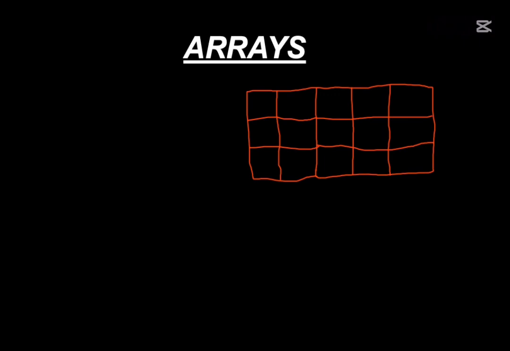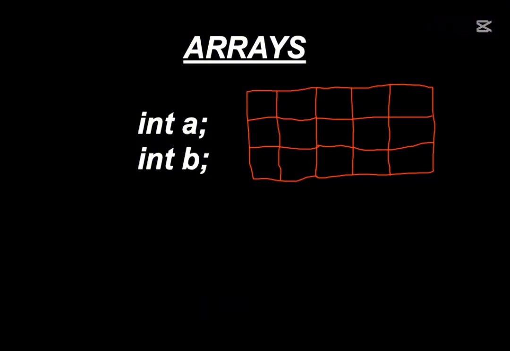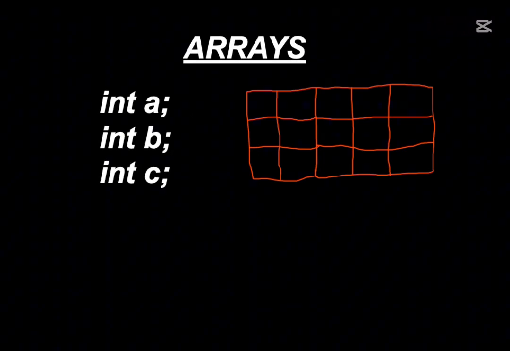Let's say, for example, I'm trying to store three data, and these are all integer data. Let's say I'm trying to store three data inside three variables. So I'm going to need three different variables to store these three data, so that I can store them inside these variables one by one. The third one, let's say this is C.